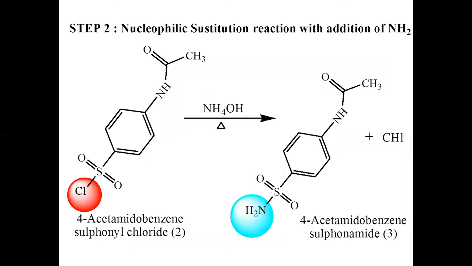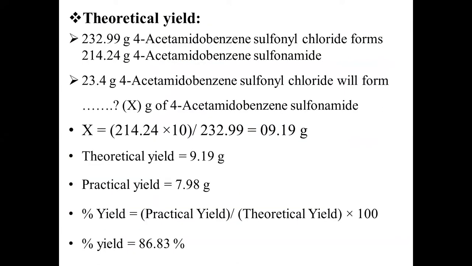This is the reaction we have studied, the second step of synthesis of sulfonamide, that is the synthesis of 4-acetamido-benzene sulfonamide by the nucleophilic acyl substitution reaction. Now this is the calculation. 232 gram of 4-acetamido-benzene sulfonyl chloride gives 214.24 gram of 4-acetamido-benzene sulfonamide.